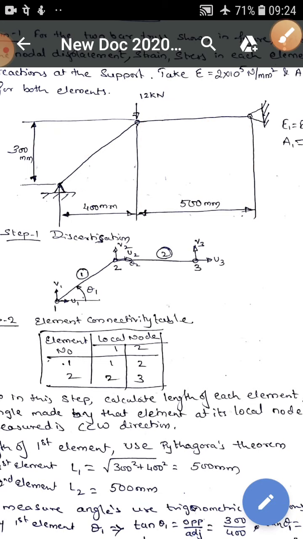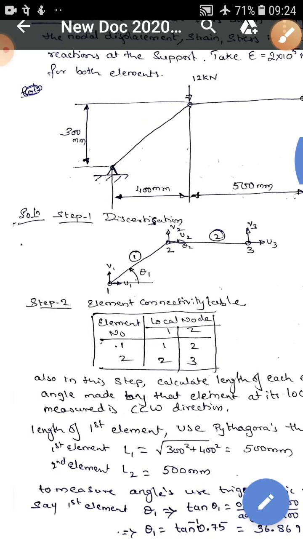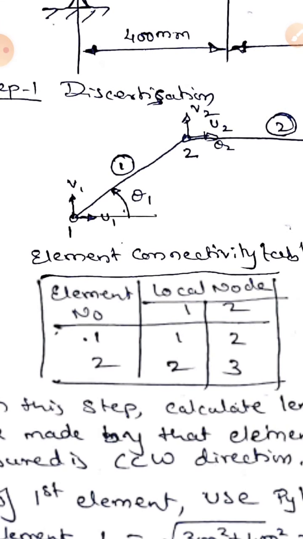After getting the length of the element, we also need to determine the angle made by that element. How to determine the angle made by element 1 and element 2? What is the angle made by this element at its local node 1? We'll see this while solving the problem. I have just given you step 1, that is, discretization is done.